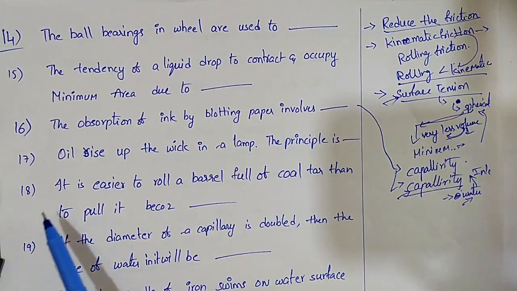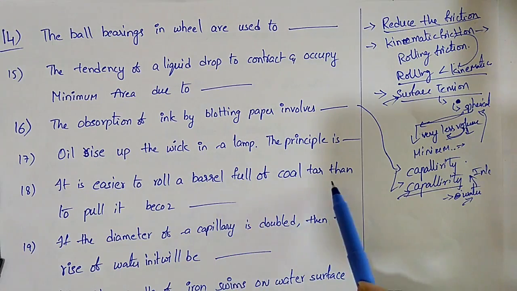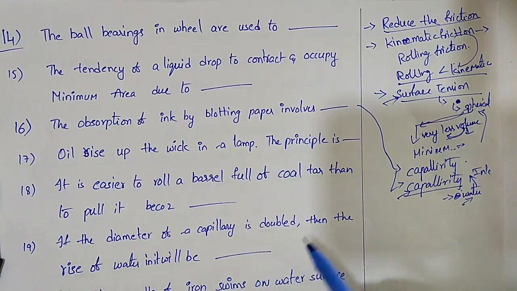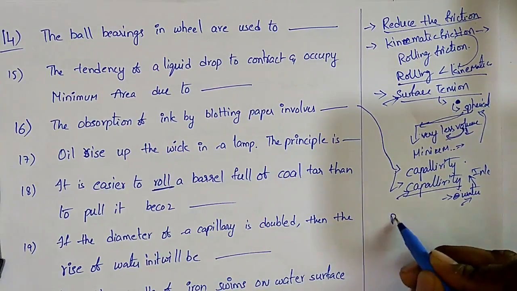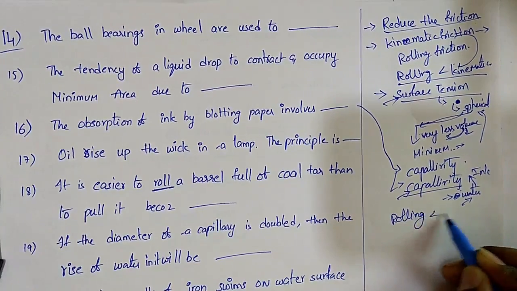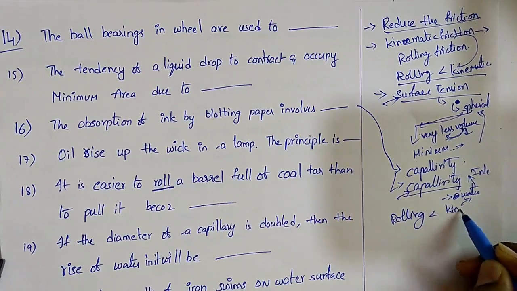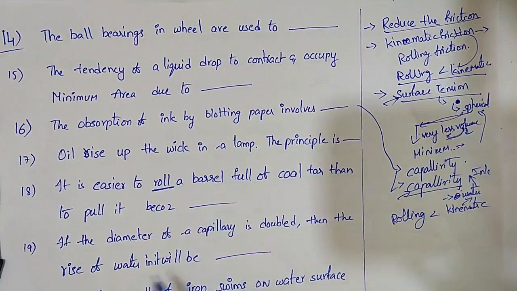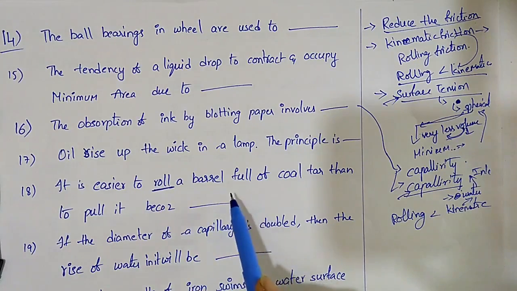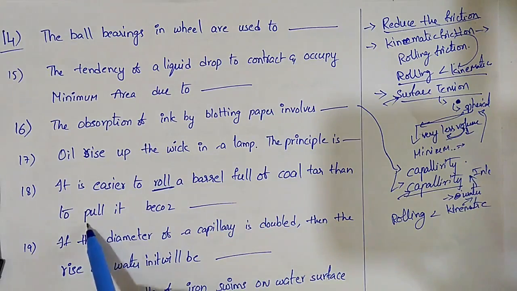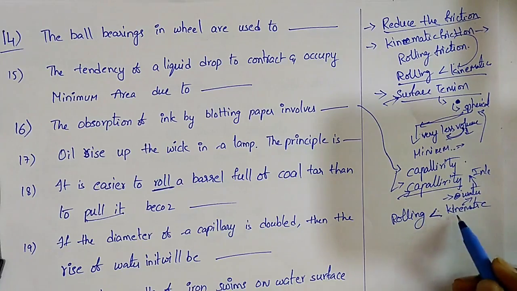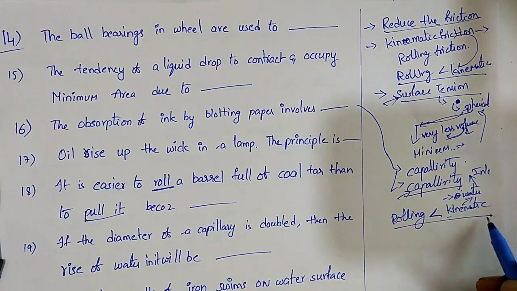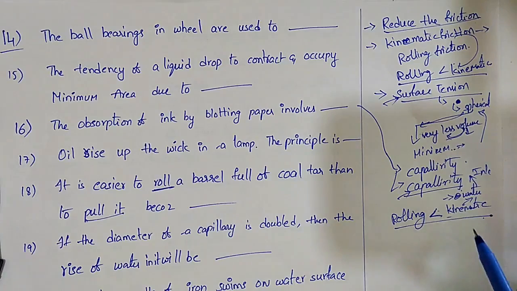Okay. It is easier to roll a barrel full of coal tar than to pull it, because here easier to roll. Roll means rolling friction. Here we know that the rolling friction is always less than kinematic friction. So that's why it is easier to roll a barrel full of coal tar than to pull it.